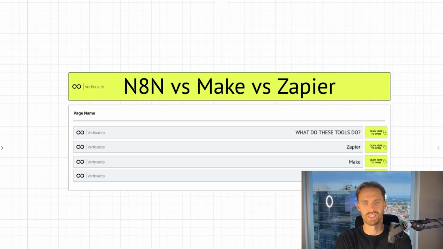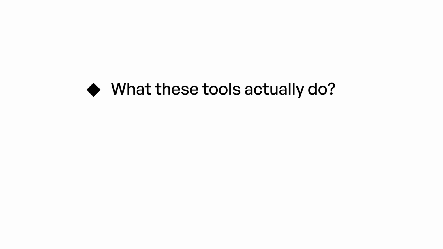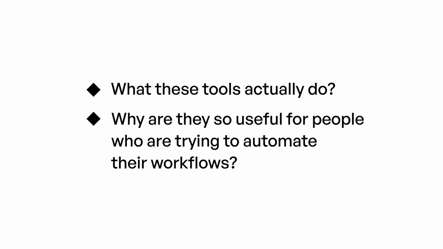Is it n8n? Is it Make? Or is it Zapier? So first, I want to cover what these tools actually do and why they are so useful for people who are trying to automate their workflows.